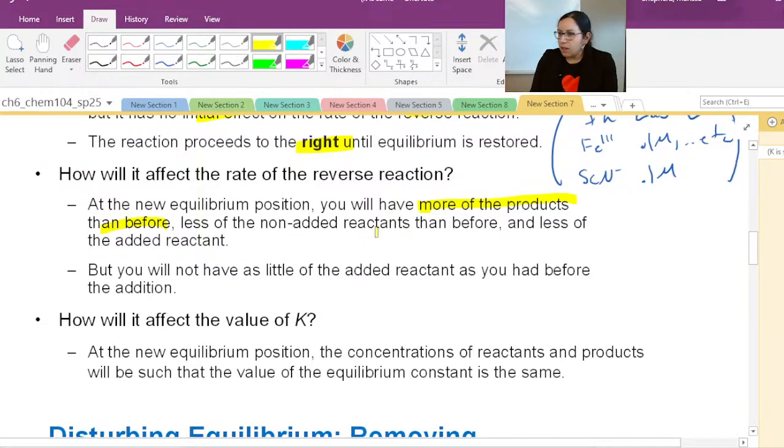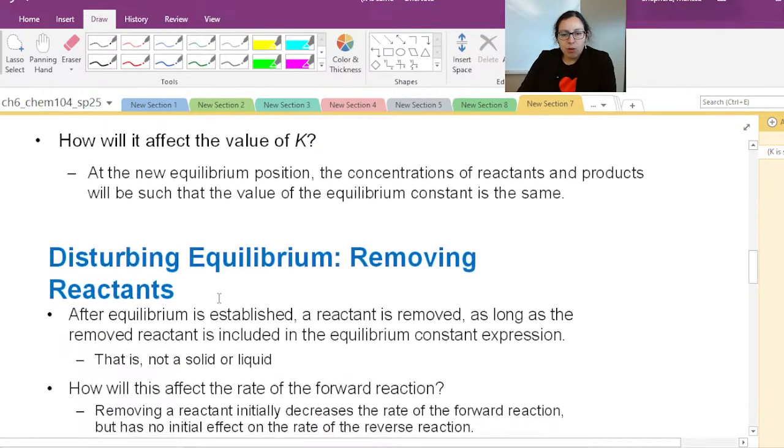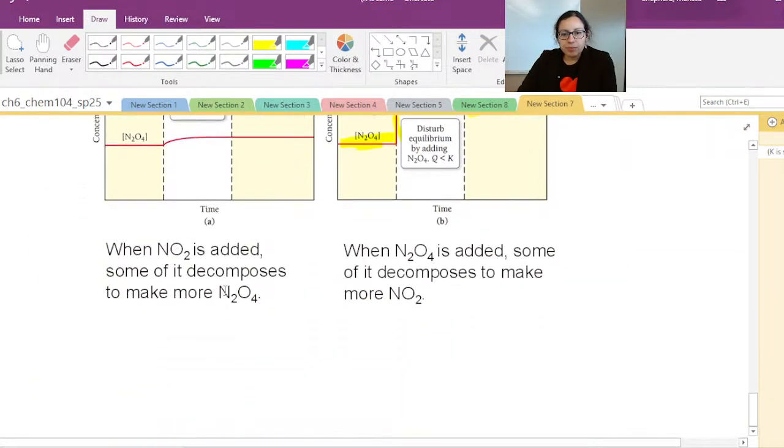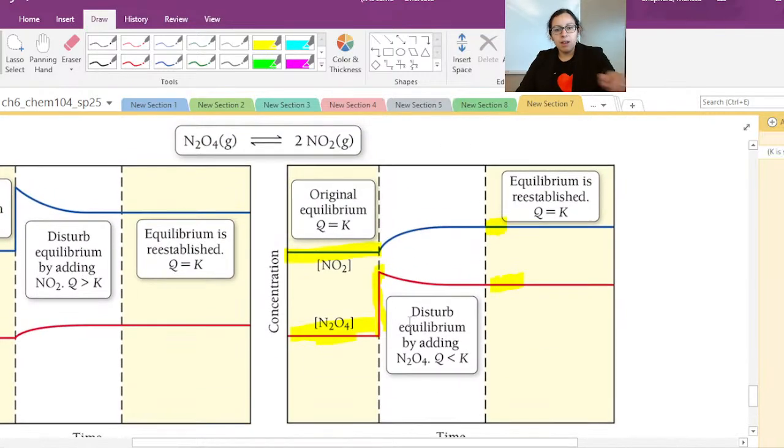So if we had had another reagent, obviously that would be consumed. And then less of the added reactant. Well, all that's saying is, okay, we did artificially kind of dope it up to here, and then it was consumed until we reached equilibrium. So that's what it means, that some of it was consumed into making new product. So we have a little less than what was added.